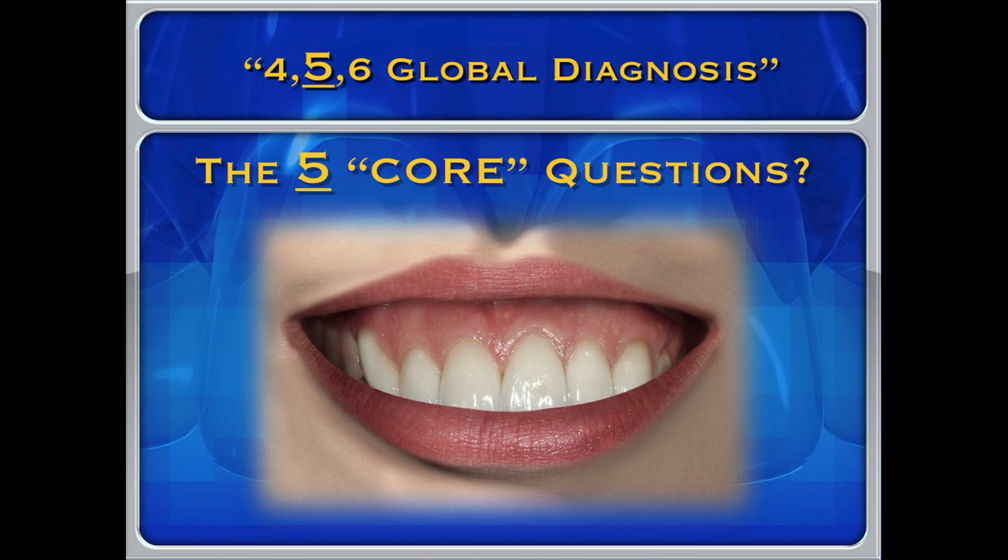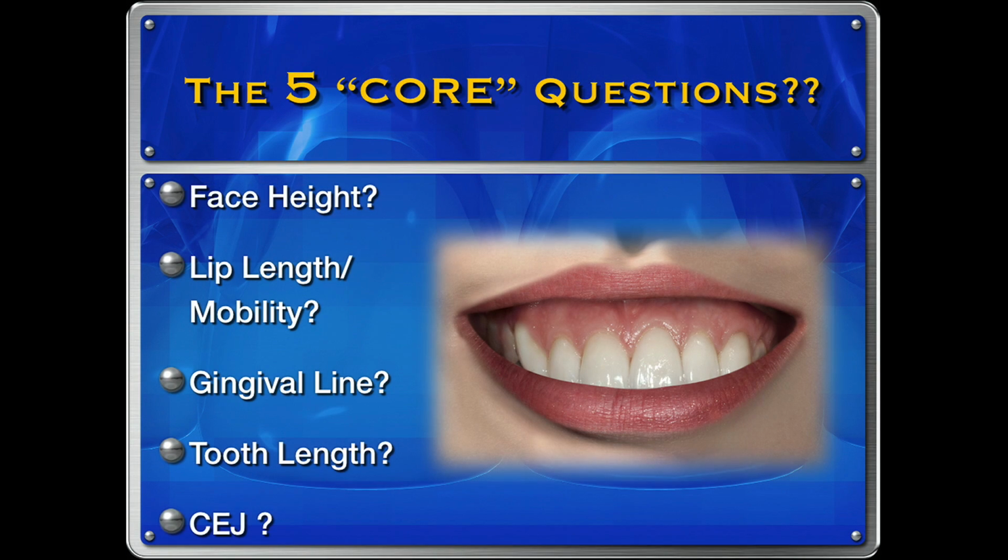So at the end of the day, there are only 5 things that we can fix as a dentist. And that's the reason there are 4 global diagnoses that dictate all interdisciplinary treatment planning. The 4 is the 4 global diagnoses. The 5 part of it is the 5 core questions. And this is the magic in our system. All a clinician has to do is to ask and answer 5 questions to determine a global diagnosis on any patient.